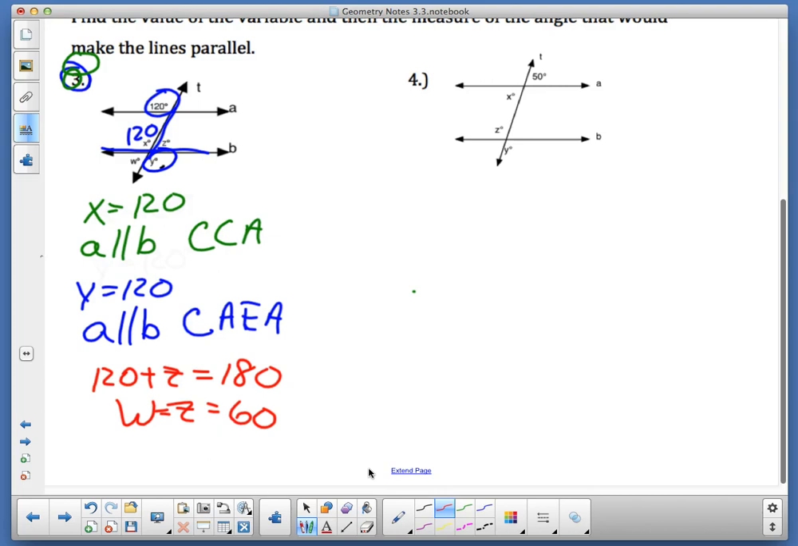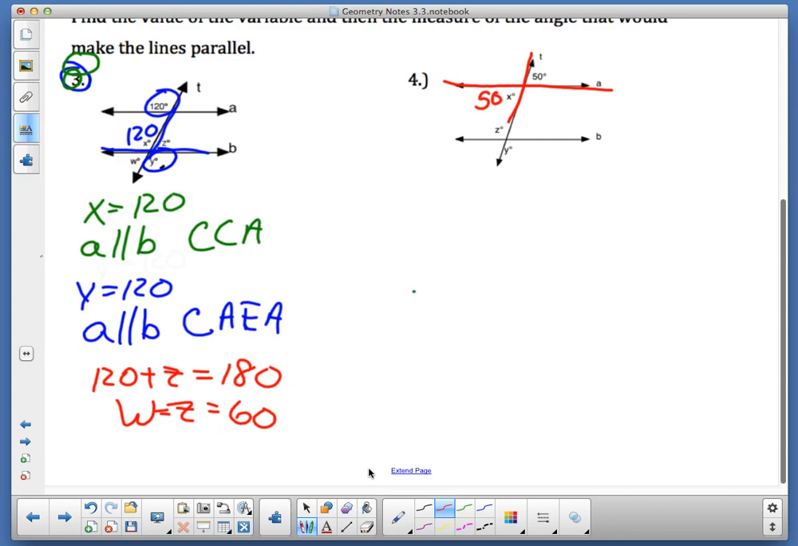So in the next one, in 4, what do I know about x right now, looking at the diagram? How do you know it's 50? I got people. Okay, careful, vertical and linear pair. Which one? Is it vertical or is it linear pair? Vertical. Okay, so vertical angles, keep in mind, are made by opposite rays, two sets of opposite rays, so x is 50.